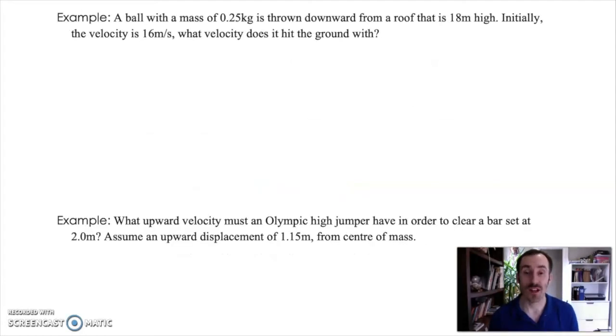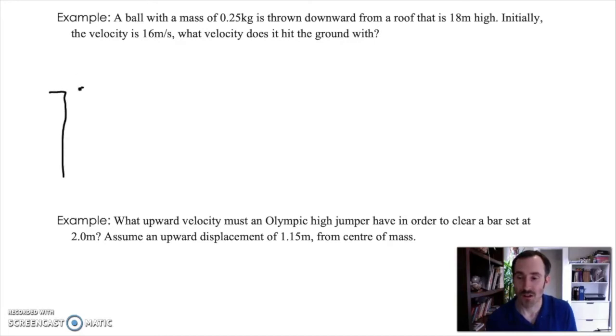Now we'll finish off with a couple examples. A ball with a mass of 0.25 kilograms is thrown downward, not just dropped, from a roof that is 18 meters high. Initially, the velocity is 16 meters per second, so with what velocity does it hit the ground? So here's our situation.